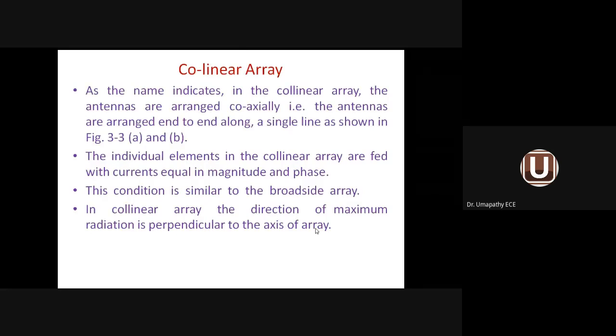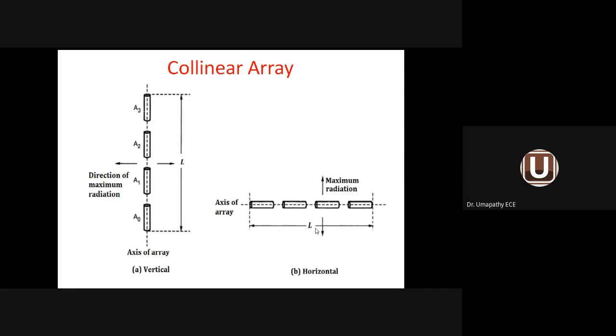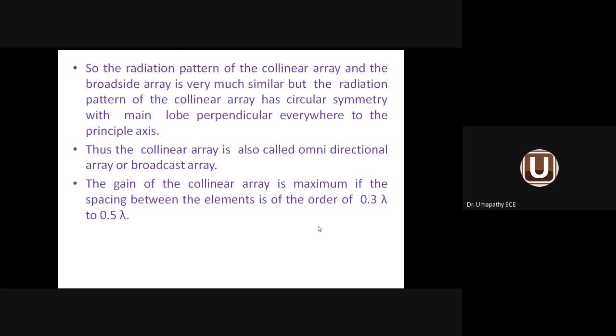The third one is collinear array. In the case of the collinear array, we come across 2 arrangements. One is vertical arrangement. The second one is horizontal arrangement. So end-to-end connection of antenna elements is said to be a collinear array. In the vertical case as well as in the horizontal case, you can see the direction of maximum radiation is perpendicular to the axis of the array. This is the axis of the antenna array. Direction of maximum radiation is perpendicular to it. Here also perpendicular. In such a case, this antenna array is called collinear array.